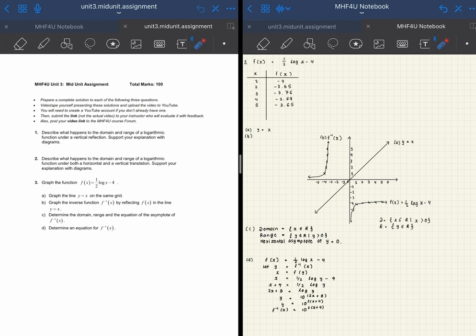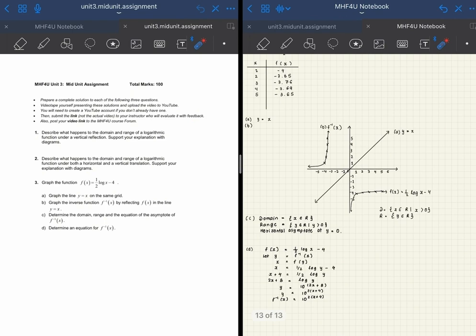So the domain of f of x becomes the range, and the range of f of x becomes the domain of f inverse of x. And it has a horizontal asymptote at y equals 0 here, as you can see. For part D, determine the equation for f inverse of x.